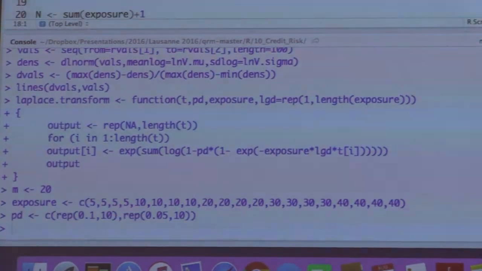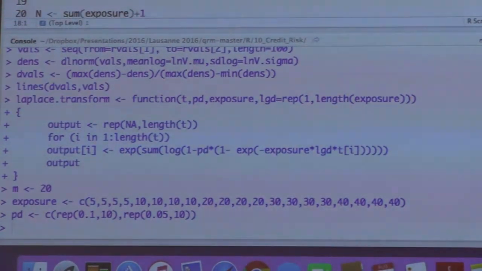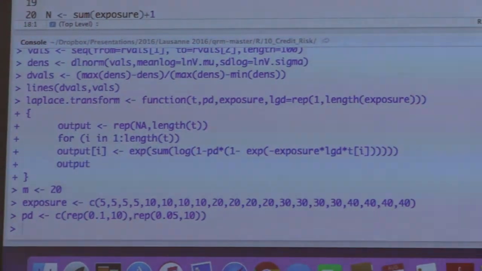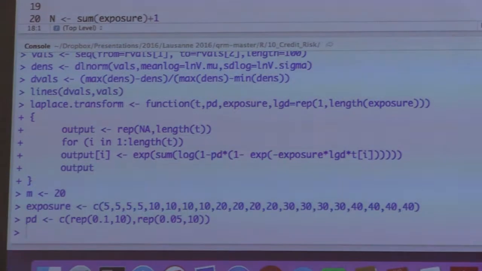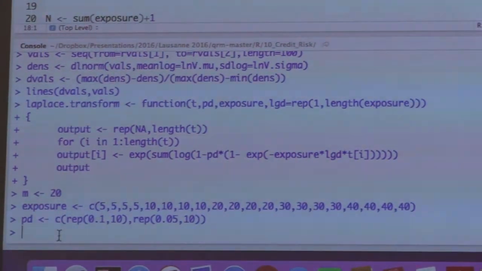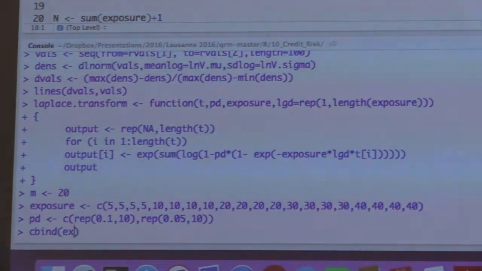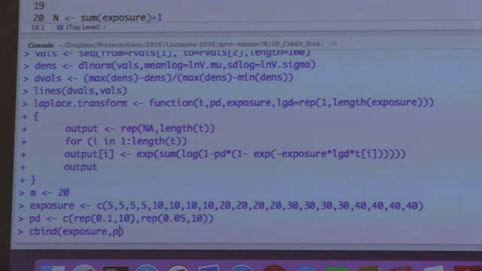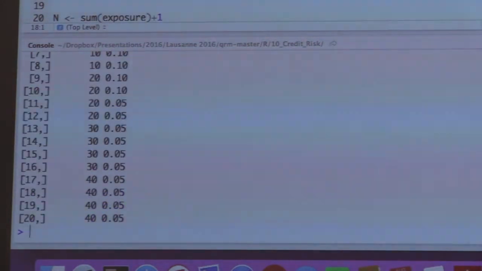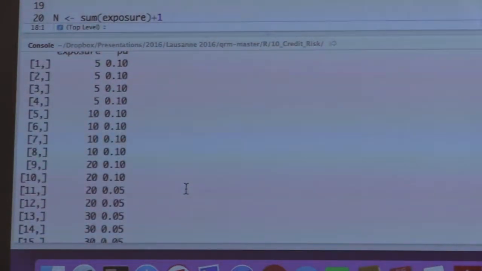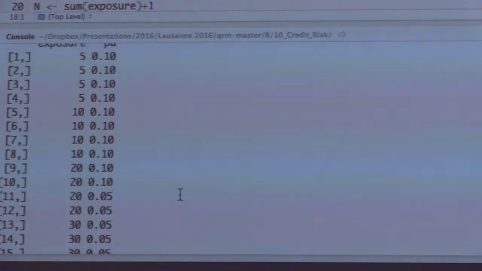And now I have some probabilities of default. The first 10 firms are going to have a 10% probability of default, and the second 10 firms are going to have a 5% probability of default. So if I just put this information together, you'll see what I've got from my portfolio. Okay, so here's the 20 companies. So the first ones I lend 5 million, and the probability of default is 0.1. Then I lend 10 million, 0.1, but you get down here. So I'm starting to lend some firms 20 million, and the default probability is 0.05.